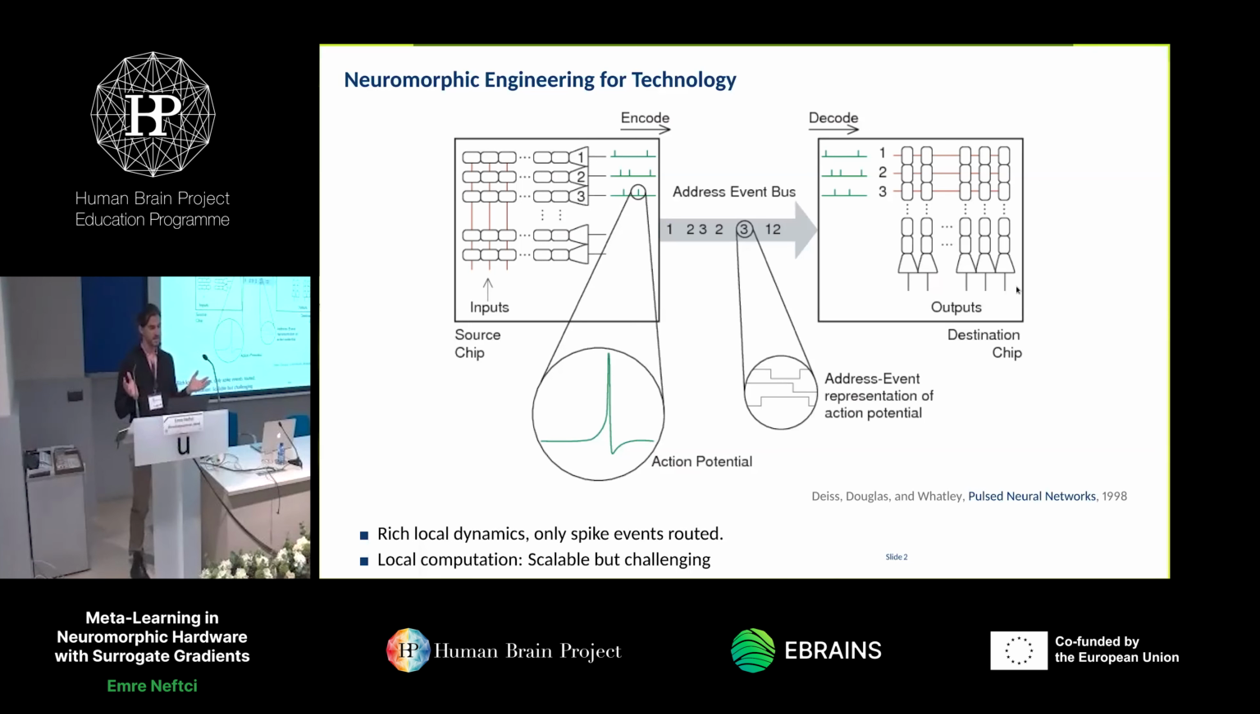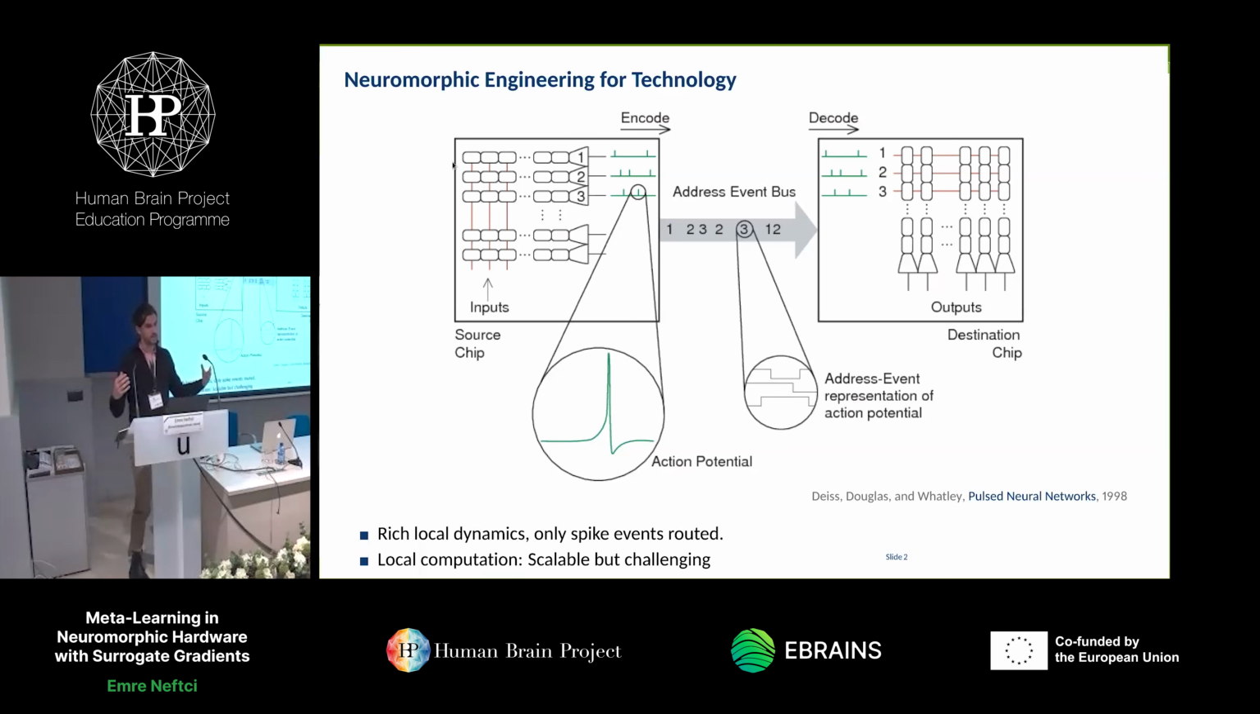Now, why is this interesting as a technology? One thing you might immediately see is that the only thing that is communicated from one processor, which is now this neuron, to another processor is just the spike. So it's a very efficient communication protocol, and everything else is local to the neuron. So this architecture is very scalable.